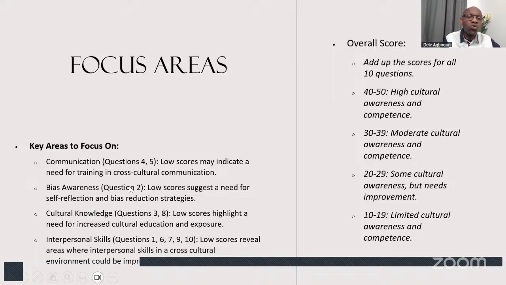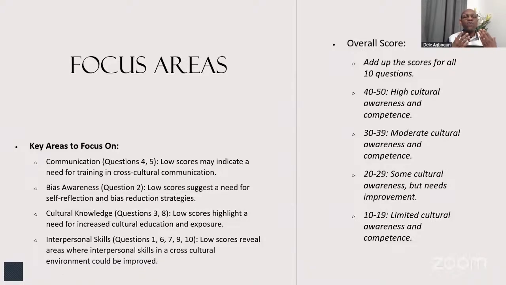Now, question 2 focuses on bias, whether you have bias awareness. Some people stereotype people, you become judgmental, you are so fixated or rigid with your own cultural bias, and if you now see something totally different from what you are used to, then it becomes an issue. So if it is low there, then low scores suggest a need for self-reflection and bias reduction strategies. We're talking about navigating cultural differences.